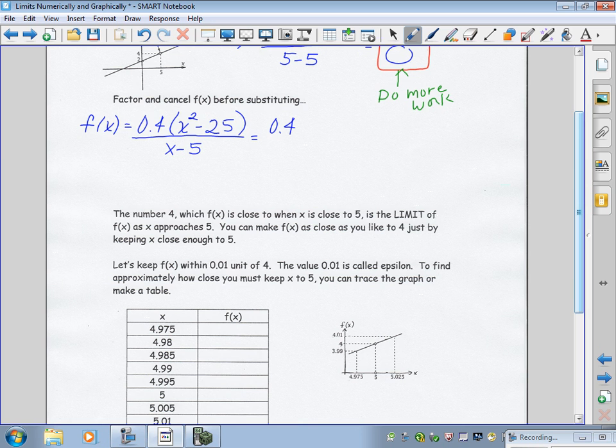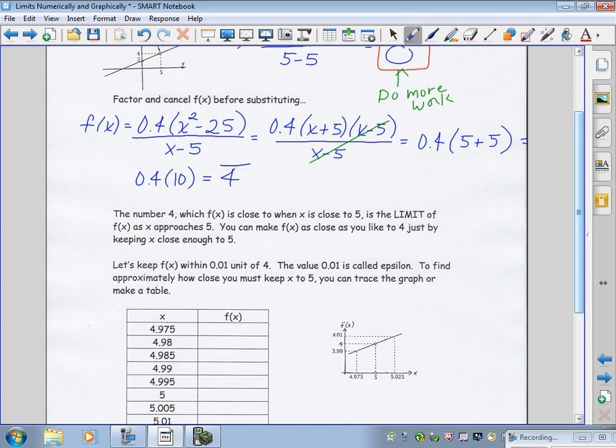Okay. Now I'm good. Now I can just keep going, right? Factor some more. This is the special x plus 5, x minus 5. Okay. And I'm going to cancel that. And that's going to take care of my 0 over 0. That's the reason I was getting it. So now that I'm this far, I can go ahead and substitute back in. So I'll do 0.4 times, now I'll try putting that 5 back in there. So I'll have 0.4 times 10, or just 4.